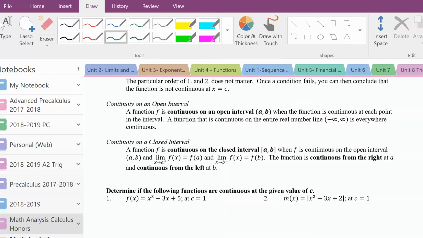In order to be continuous on an open interval, that means it would be continuous for the entire real number line, whereas on a closed interval it would be continuous between two numbers.